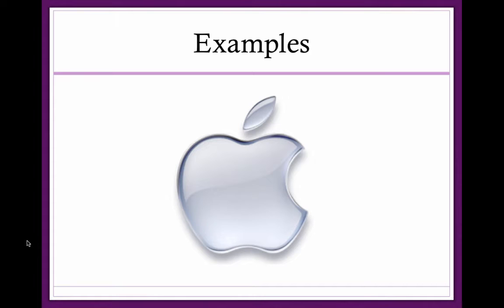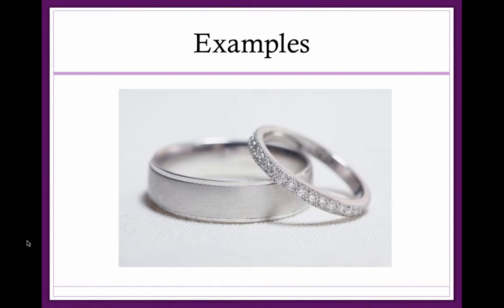So if you see somebody with a sticker on their car or their backpack or something, you know that that person is a big fan of Apple products. In our culture, we use wedding rings to symbolize commitment to one another. So when people get married, they wear these rings in order to show that they are committed to the person that they are married to and that they are no longer single but part of a union.